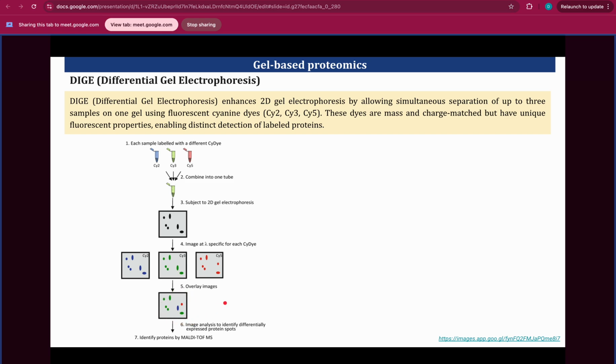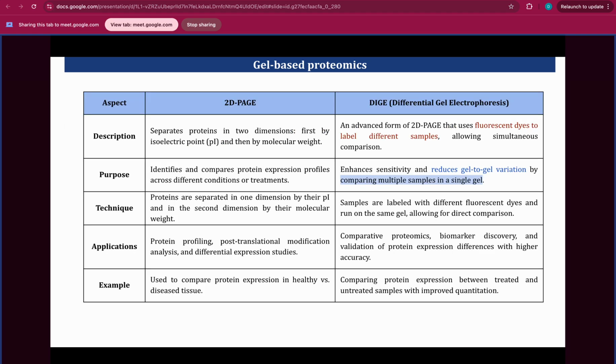We can distinguish between those bands by looking at the fluorescent signal. So firstly they will be separated on the basis of their charge, and then they will be separated on the basis of their molecular weight. So this is one of the advantages of DIGE, that we can look at multiple samples in a single gel.